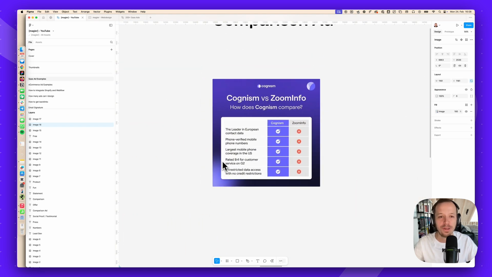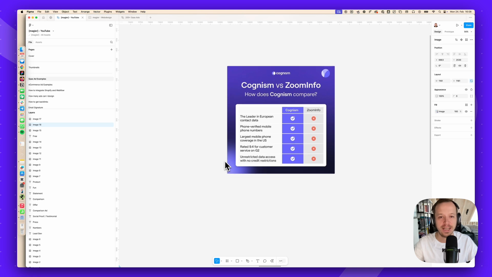Another very important, very common thing is comparison ads. So in this specific case, two companies are actually compared.